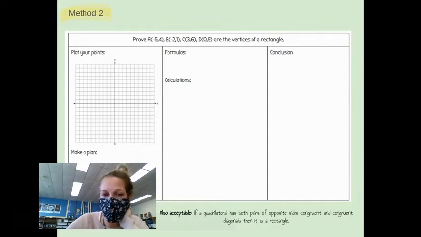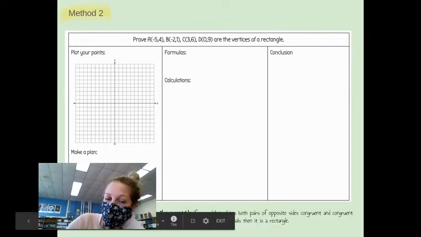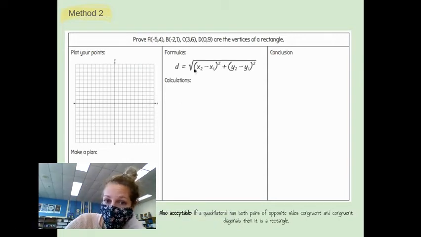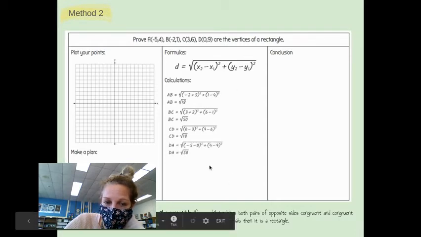Method 2 for proving something is a rectangle is going after congruent diagonals. If we're going to do congruent diagonals, we're going to use the distance formula. I am using the method of first proving that it is a parallelogram by showing opposite sides are congruent. So I've got the distance formula. I find the length of AB, BC, CD, AD, going all the way around my shape.